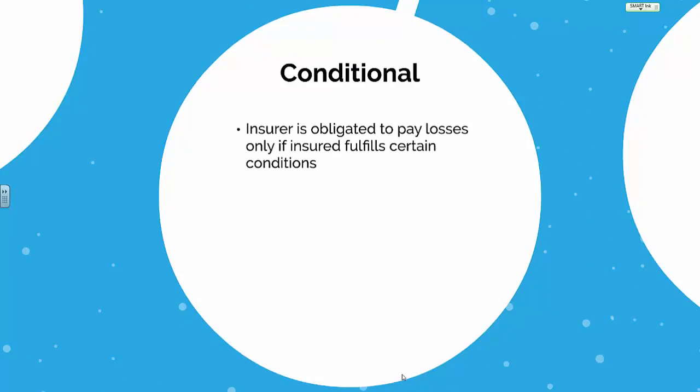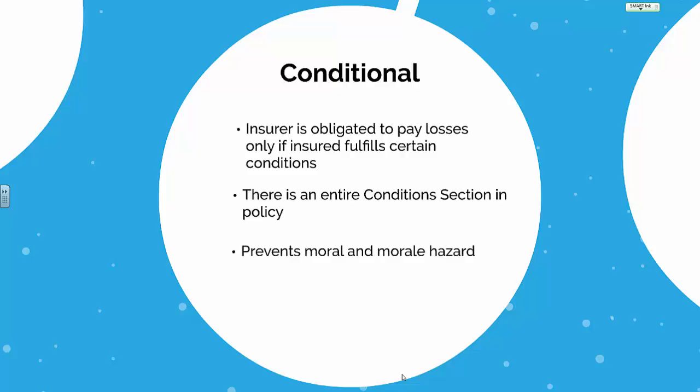Insurance policies are also conditional. The insurer is obligated to pay losses only if the insured fulfills certain conditions. This is one of the few aspects of an insurance policy that primarily protects the insurance company. There is an entire condition section in a policy. It's things like taking reasonable steps to ensure that no additional loss occurs to damaged property, like putting out a fire promptly and giving prompt notice of loss. This also prevents moral and morale hazard.